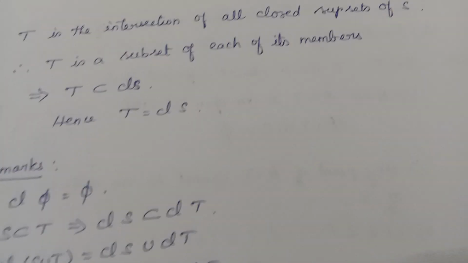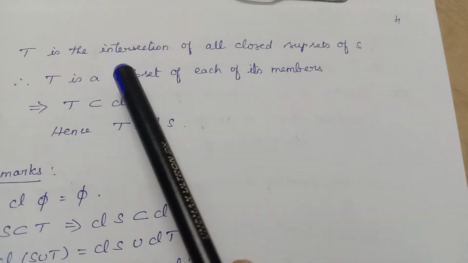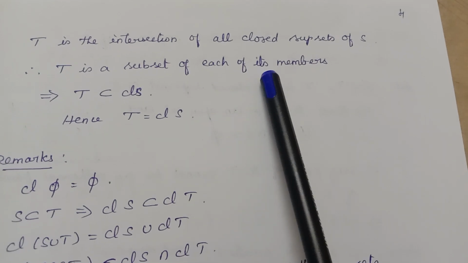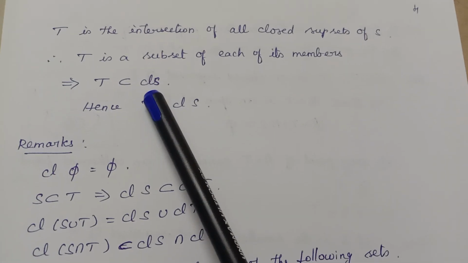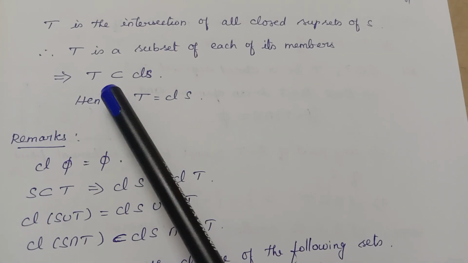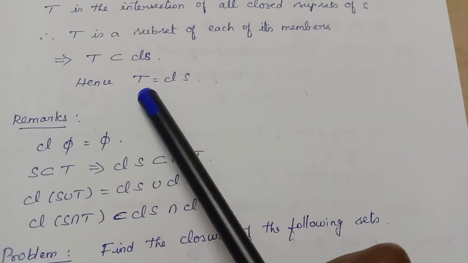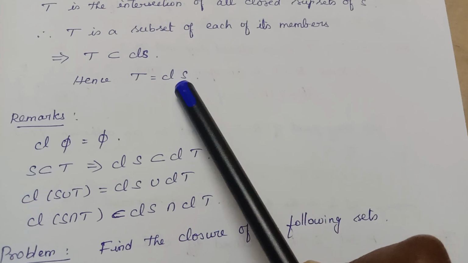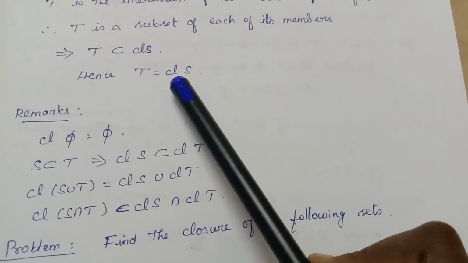Next, see, T is the intersection of all closed supersets, no? So intersection means what? T is also a subset of each of its members. So T is contained in closure of S. So, by combining both the inclusions, what do we conclude? T equals closure of S. That means closure of S is the intersection of all closed supersets of S.